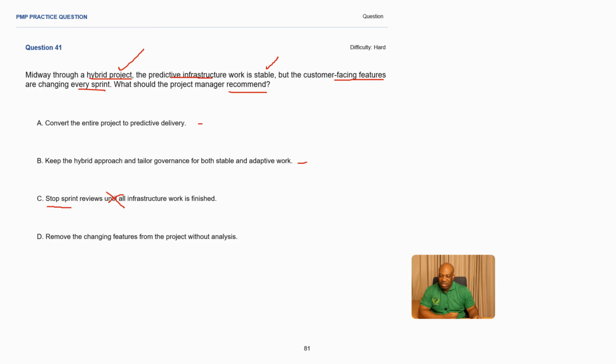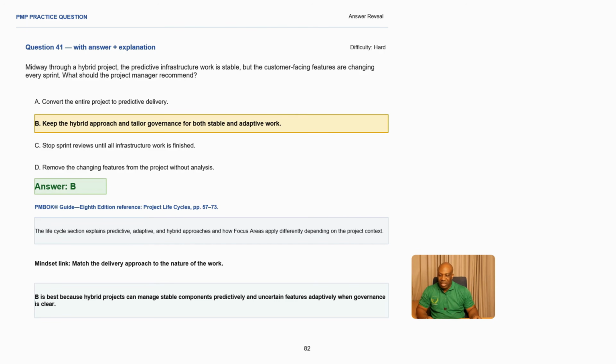Remove the changing features from the project without analysis. You don't just remove. Remember, this is a hybrid. Part of it is also predictive, and part of it is agile. So you cannot just go and remove things there. So we take this one out. Now we are left with these two. Let's go through them again. Convert the entire project to predictive. You can't do this because you are hearing that the features are changing every sprint. So we eliminate this one, making B the best answer in this scenario. So B is our best answer.